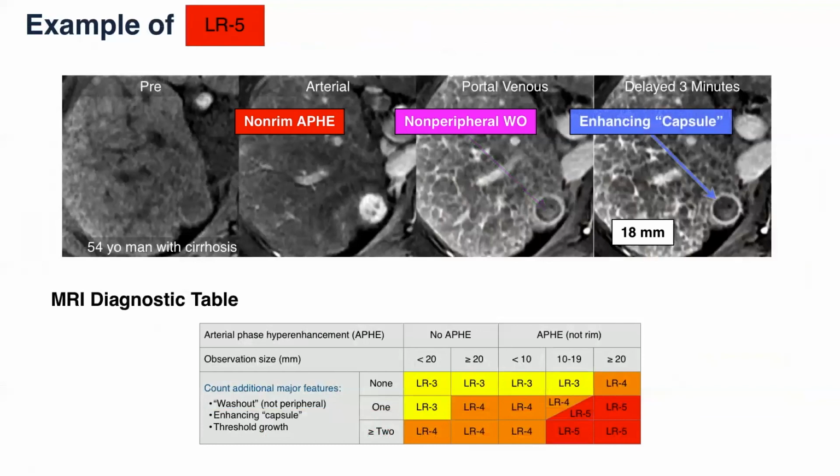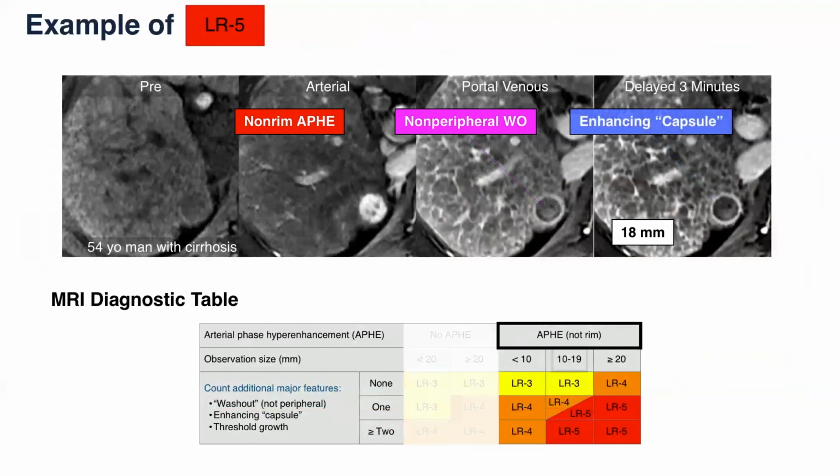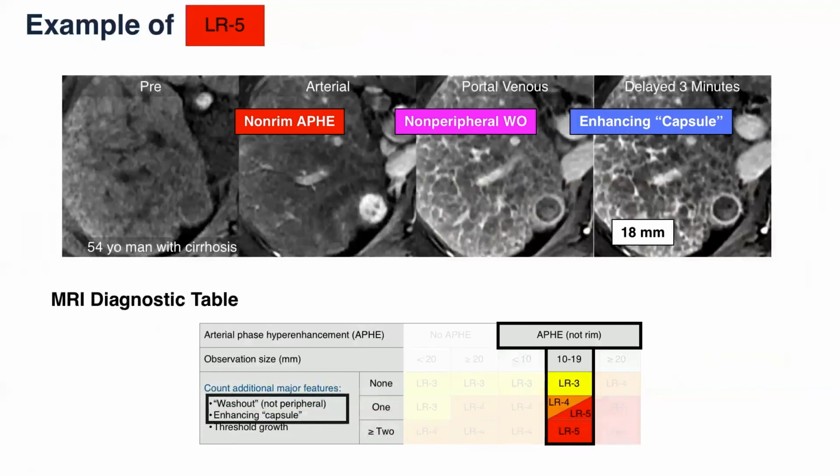Notice that on the delayed images, this observation has an enhancing rim that is thicker than the fibrosis surrounding the background nodules. So this is an enhancing capsule. So now let's categorize it. It has APHE. The observation is 10 to 19 millimeters, so it's in this column over here. The observation has washout and capsule. That's 1 plus 1 equals 2. It's over here. What row is that? It's that row over here. This is LR-5, definite HCC.